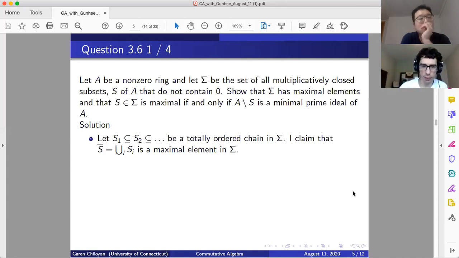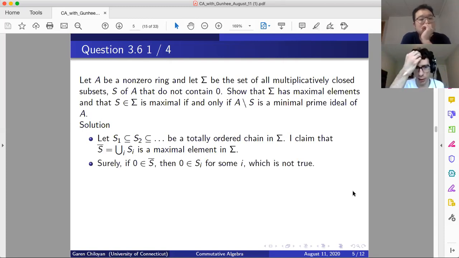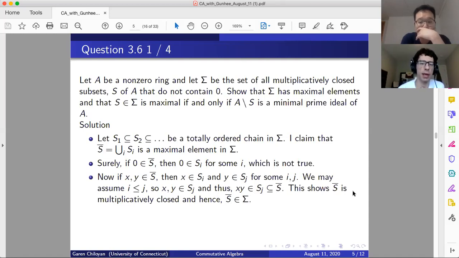How do we do that? Well, first of all, I have to prove that S bar does not contain 0. But if it does contain 0, then one of the elements in the chain contains 0. That's not true, because that's by assumption. Next, I have to prove that S bar is in fact multiplicatively closed. So if you have two elements x and y in S bar, I need to prove that the product is in S bar. So let's say x and y are in S bar.